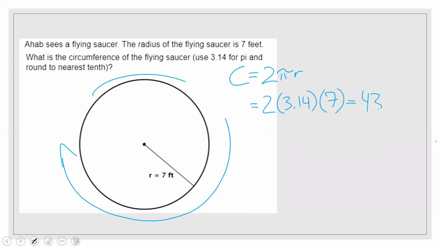So 2 times 3.14 times 7 is 43.96. And it says round to the nearest tenth, so the 6 will make the 9 round up. However, that doesn't mean that my answer is 43.10. The 9 would round up, so this is actually going to round to 44.0, and it's in feet squared.